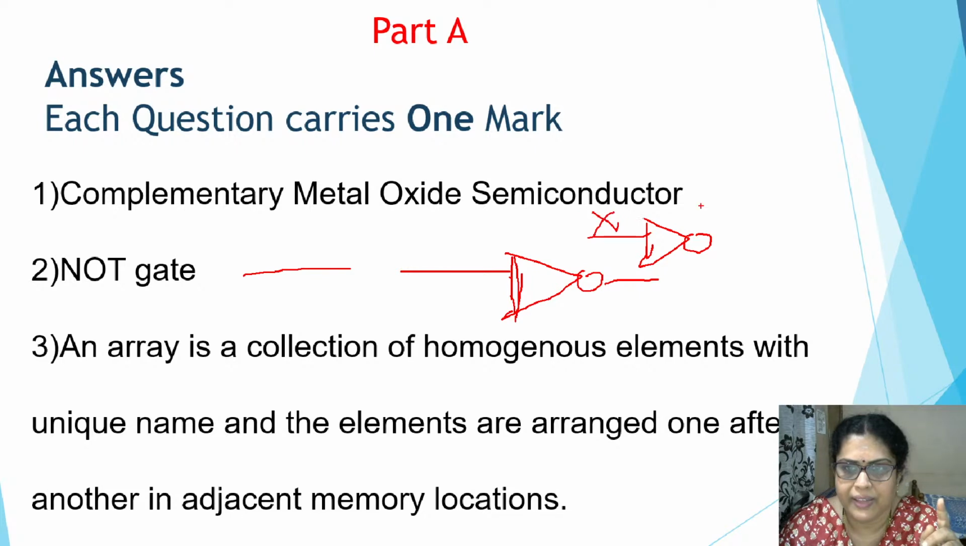For example, if the input is X, then the output will be X complement, like this. So this is the symbol for the NOT gate. They may ask you which gate is called the inverter. Then again you should say NOT gate.